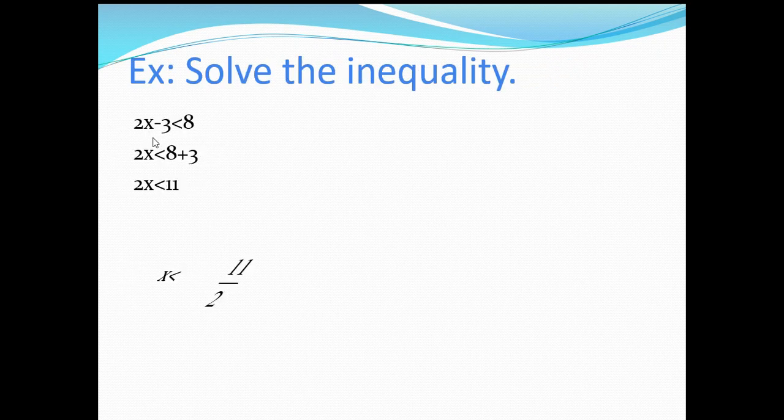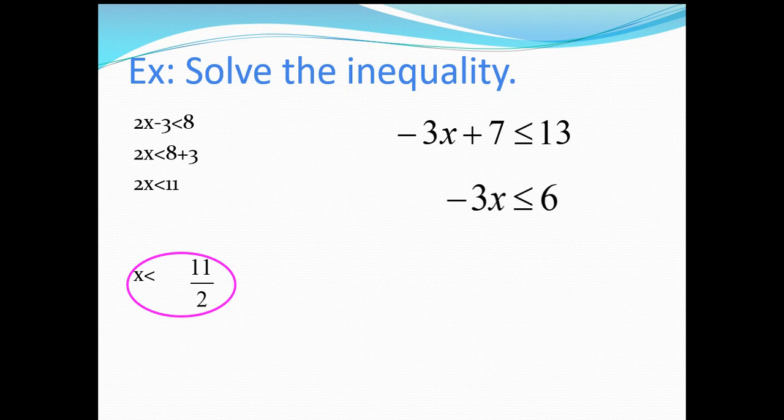Okay, I have 2x minus 3 less than 8. Okay, I will take my 3 to the other side. Easy, like the equation, as if it's equal. 8 plus 3, 11, 2x less than 11. When I divide both sides by 2, I will have x less than 11 over 2. It's easy.